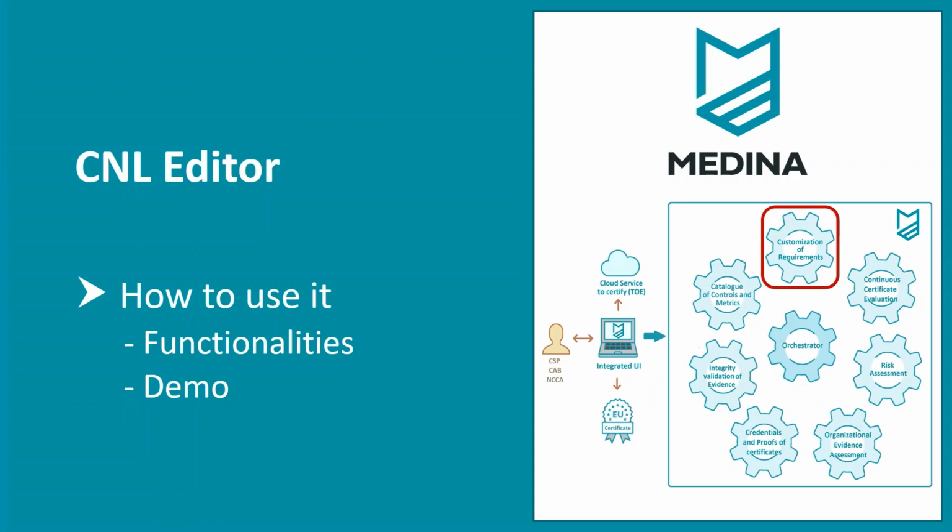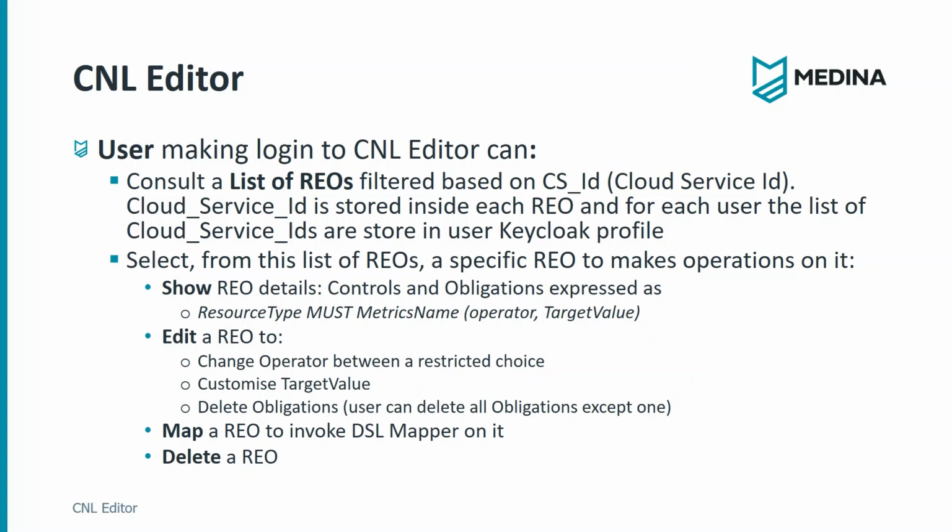Now we will see a demo showing the functionalities of the CNL editor. In the demo, we will see the user that makes login to the CNL editor from the MEDINA UI. When the user makes login, we'll see a list of REOs filtered based on the Cloud Service ID. Each REO has stored in it a Cloud Service ID, and in the user Keycloak profile, there is a list of Cloud Service IDs for which the user is authorized. So the list of REOs that the user can see is filtered based on the Cloud Service ID.